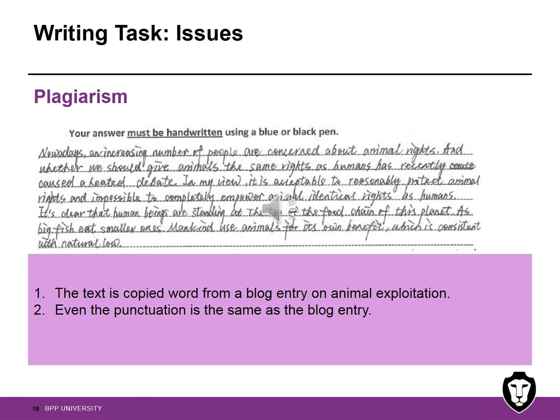Nowadays, an increasing number of people are concerned about animal rights, and whether we should give animals the rights as humans has recently caused a heated debate.